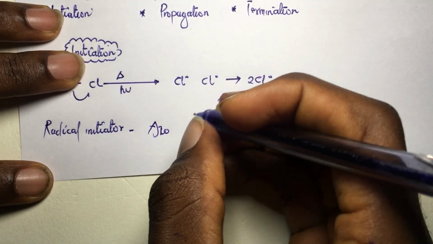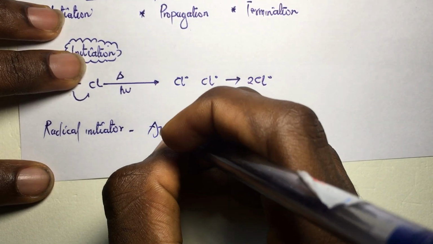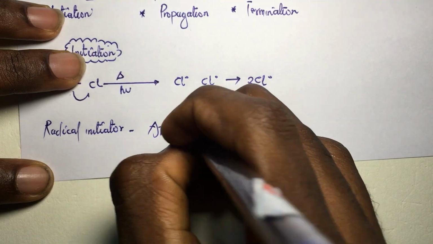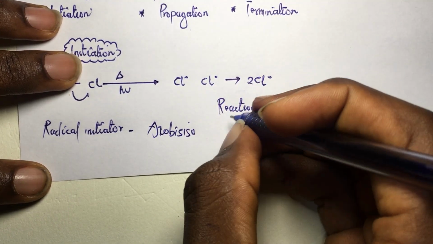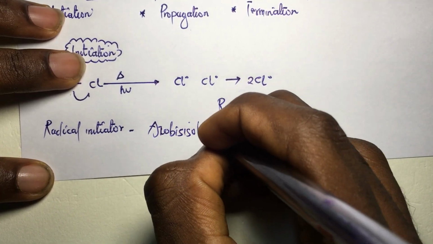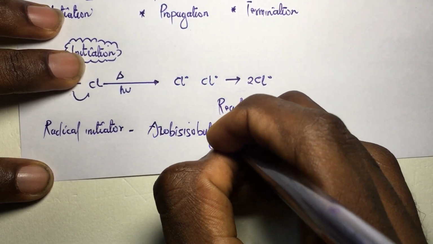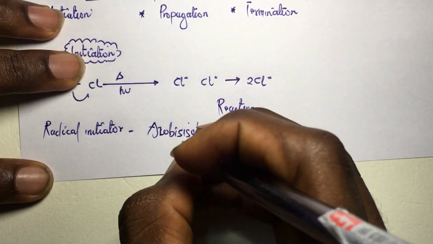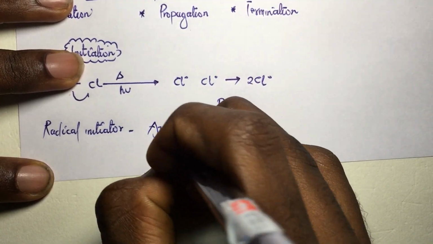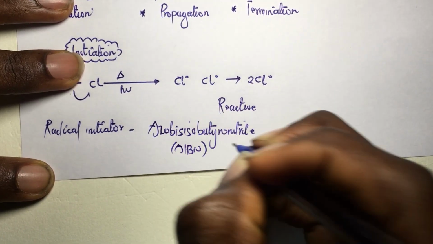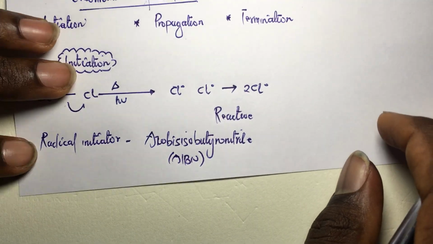You have your azo, and now you move to the azo base. Then we move to the I, which is the iso. Then we move to the B, which is the butyro, and then the N, which is the nitrile. You see how I've broken everything down. You can decide not to remember this and just remember the acronym, AIBN. That's also a radical initiator.